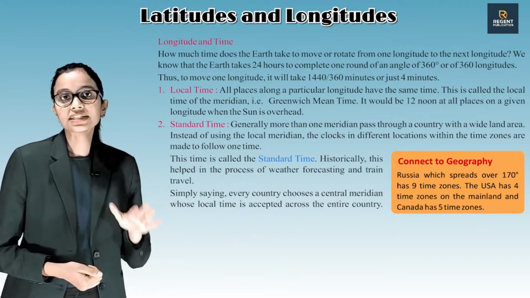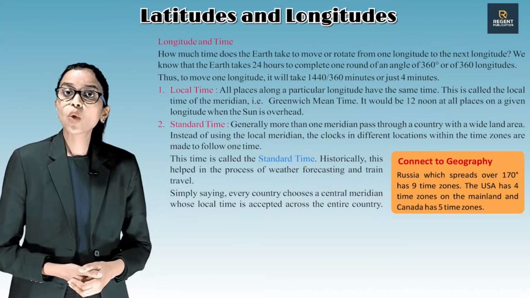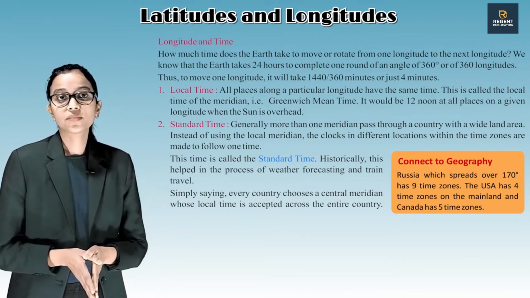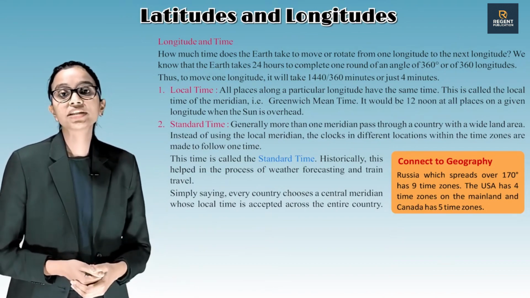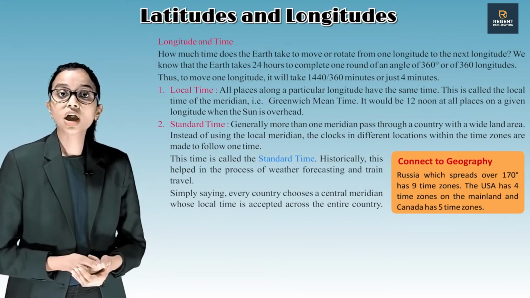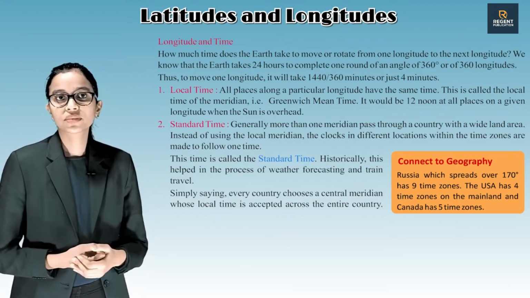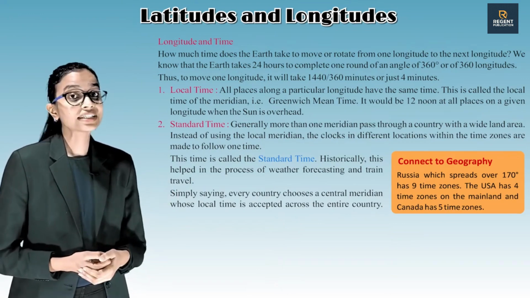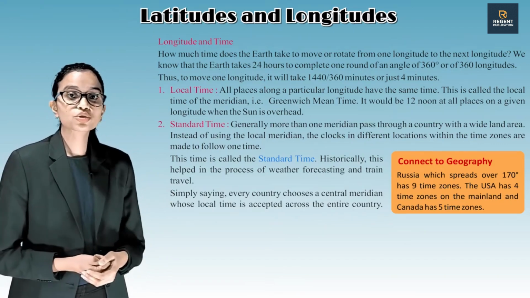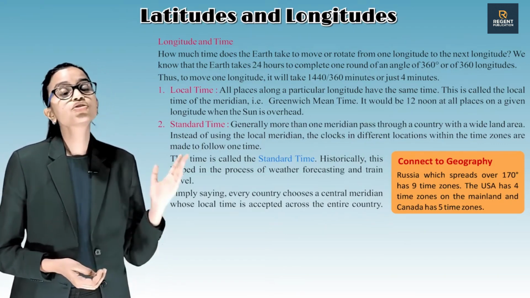Second, standard time. Generally, more than one meridian passes through a country with a wide land area. Instead of using the local meridian, the clocks in different locations within the time zones are made to follow one time. This time is called the standard time. Historically, this helps in the process of weather forecasting and train travel.